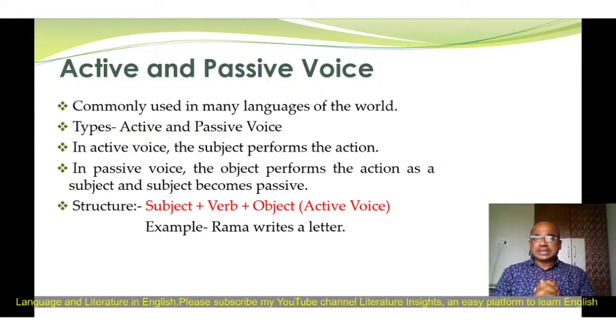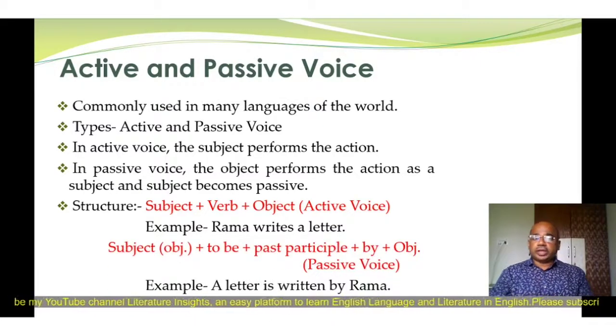Now here you can see the structure of active voice: subject plus verb plus object. Example: Rama writes a letter. So here you can see Rama is the action doer. Then you can see the structure of passive voice: subject, which was an object in earlier active voice, plus to be plus past participle plus by plus object. So this structure is used in a passive voice. So now let's see the example. A letter is written by Rama. So this is the structure of active and passive voice.